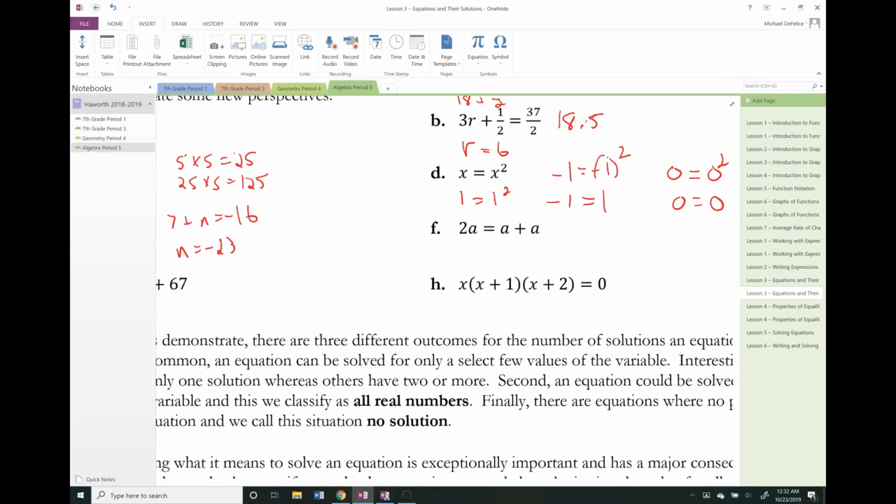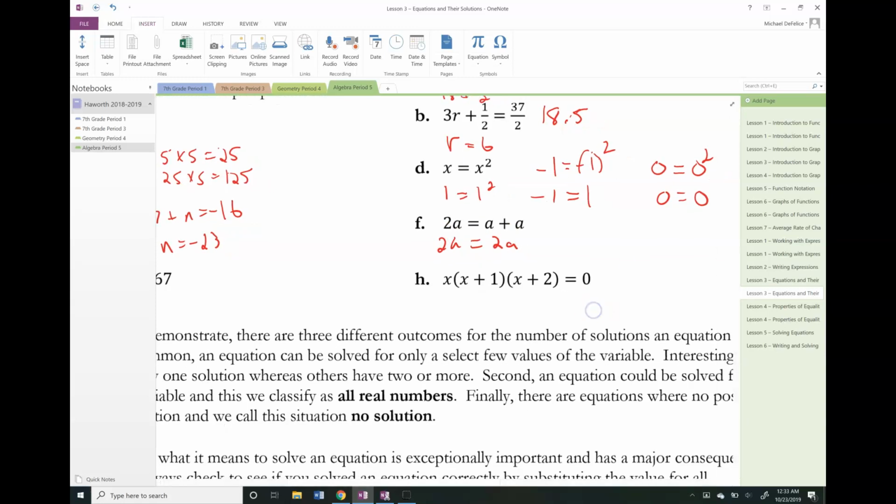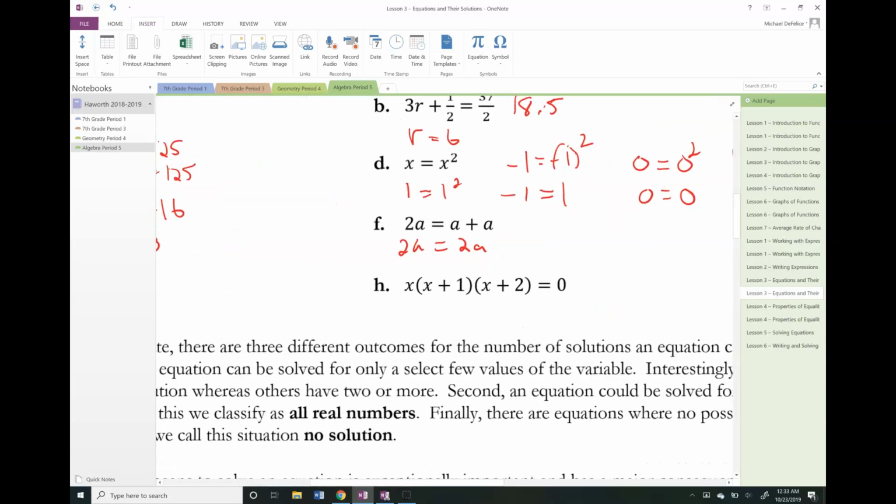For f, 2a equals a plus a. If you keep producing enough a values, try a equals 1, a equals 2, a equals 3, you'll start to see that all of these numbers make a true number sentence. But more globally, the expression on the left is the expression on the right. If I combine like terms here, this is 2a. So this would say that 2a is always equal to 2a, and that's true no matter what value of a I plug in. So this should be all real numbers. No matter what number I put in there, it's going to produce a true number sentence.